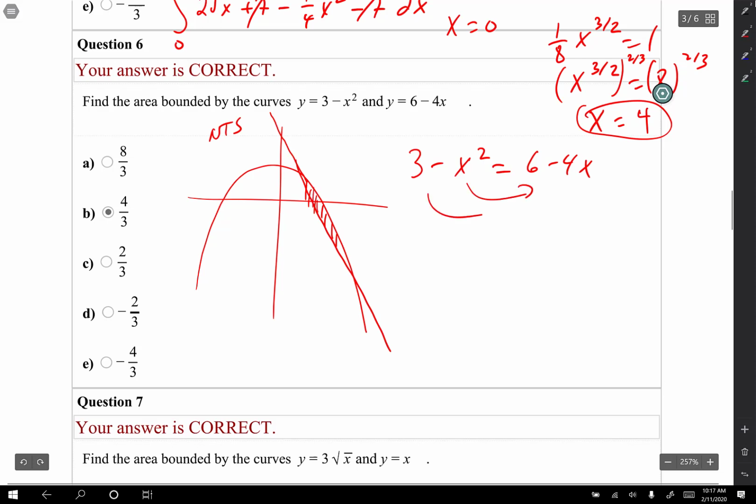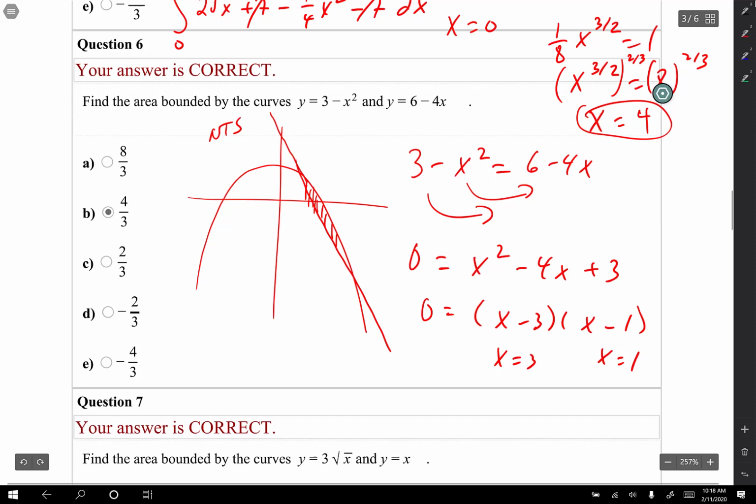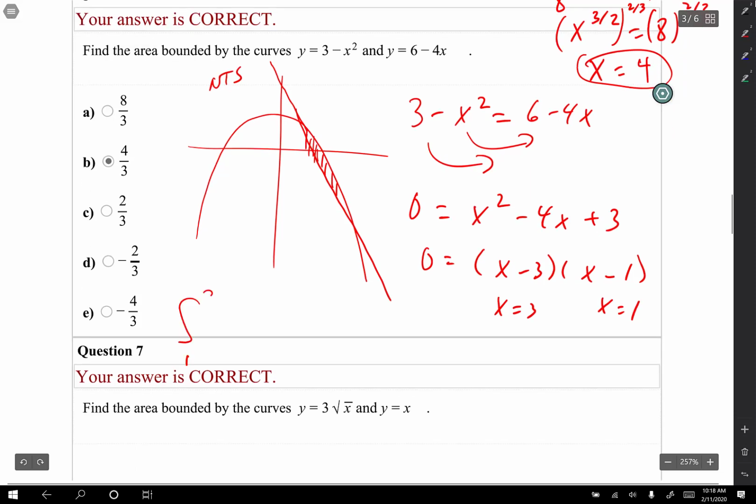I'm going to move these to the right. 0 equals x squared minus 4x, minus 3, so plus 3. So factor it: x minus 3, x minus 1. So x equals 3, x equals 1. So I'm going to integrate from 1 to 3. And the line that's on top is the parabola, 3 minus x squared, and the line that's on bottom is 6 minus 4x. And I'm going to assume you know how to integrate. So, boom.